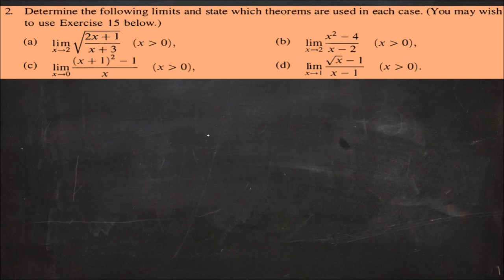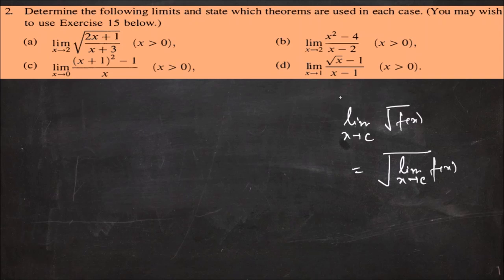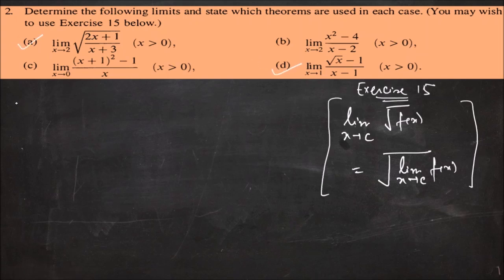What does question number 2 say? It says that we have to determine the limits and we have to state which theorems are used in each case, and we may wish to use exercise 15 also. What does exercise 15 say? It says that limit x tends to c of root f(x) is equal to root of limit x tends to c of f(x). That means you can take the limit inside the root. So let us do part A, and part D I will do, the rest you can do yourself.